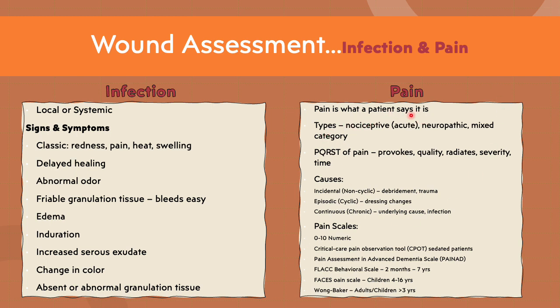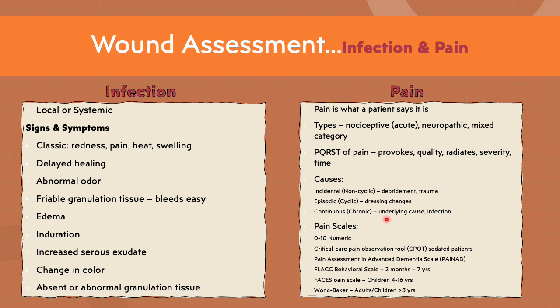Pain is what a patient says it is. There are different types of pain. We have acute, neuropathic, and mixed category. The PQRST of pain can be used to assess the level of pain the patient has. What provokes the pain? What's the quality? Does it radiate? What's the severity? And how long has the pain been there? Causes can be incidental, non-cyclic, episodic, during dressing changes, and continuous, for example, chronic pain.